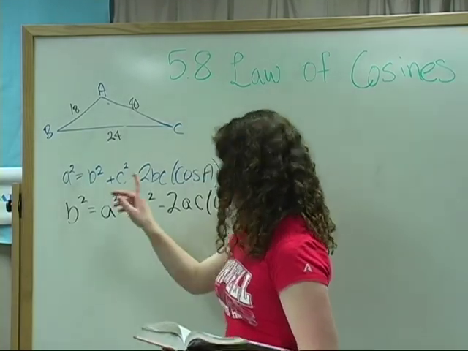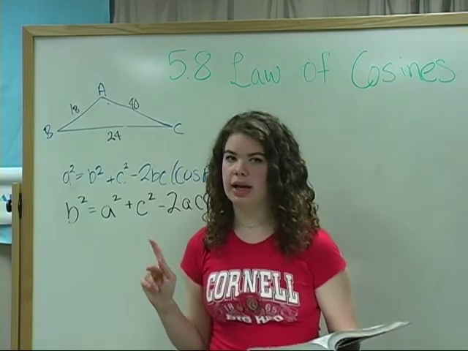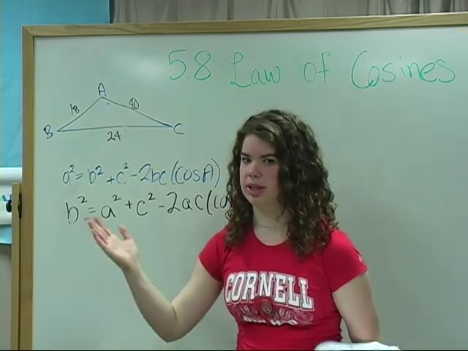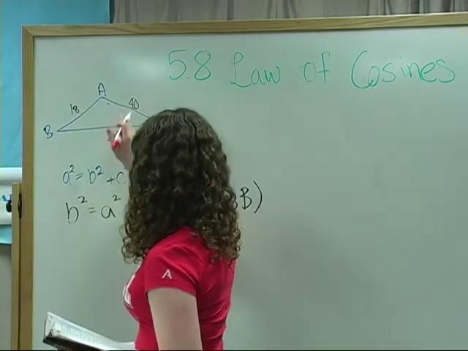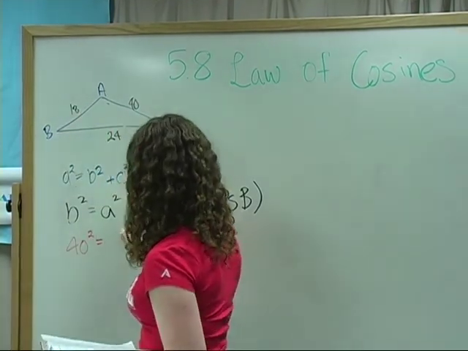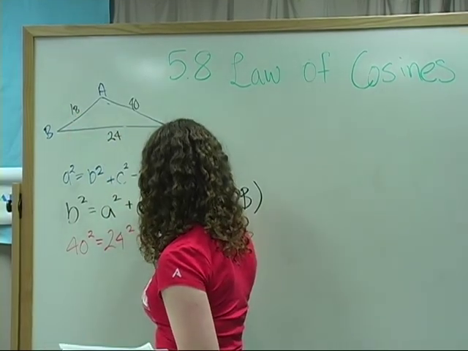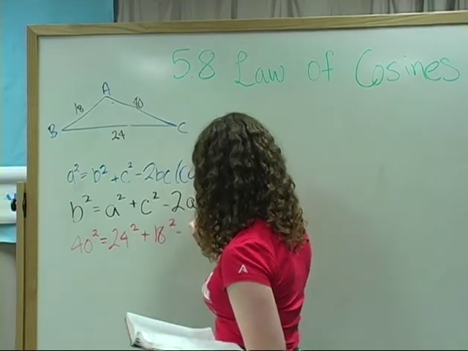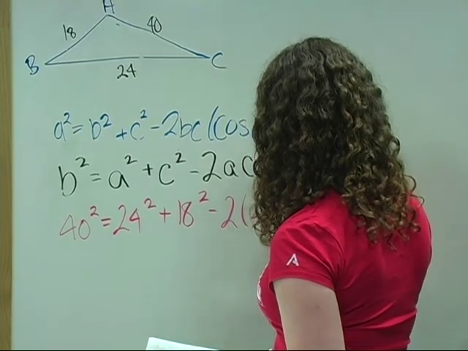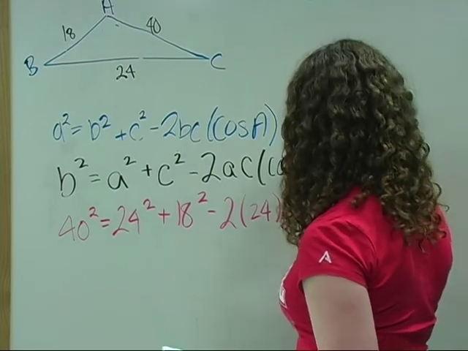So I'm going to put all numbers in red and all variables that we're solving for in black, so that we can keep straight which number is what number and how we're moving parts of the equation. So b squared is 40 squared. 40 squared equals 24 squared plus c is 18, so 18 squared, minus 2, a is 24, c is 18, and cosine B.